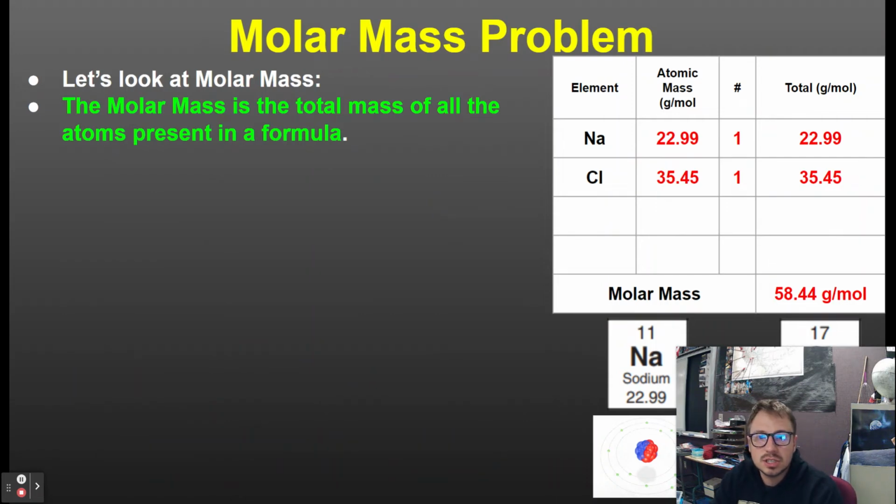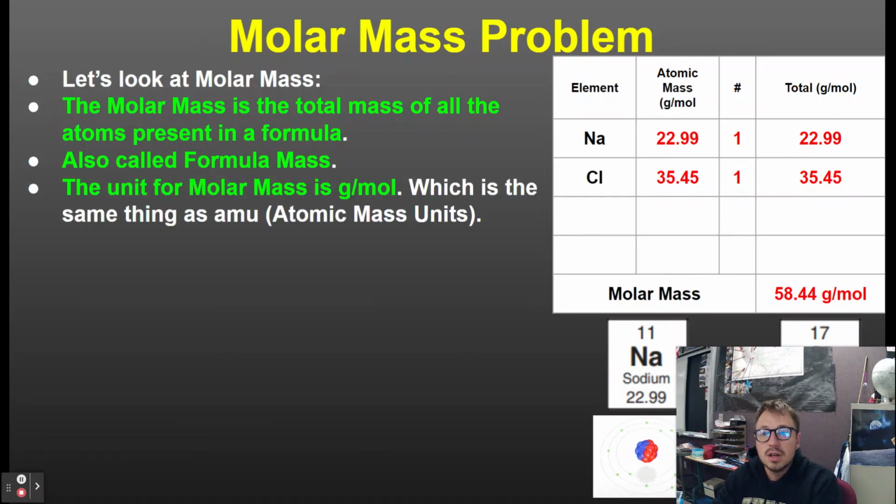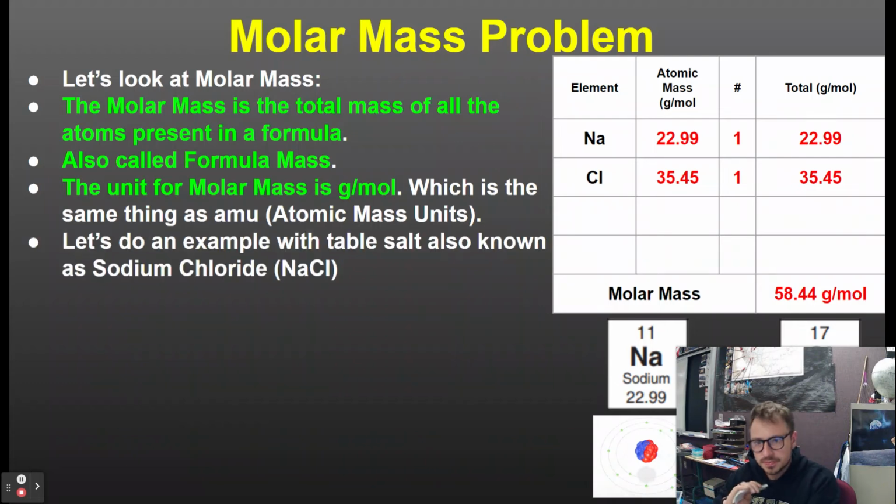Now, molar mass is the total mass of all atoms present in a formula. It's also called formula mass. So if you see this written down somewhere, these are usually interchangeable. The unit for molar mass is grams per mole, which is the same thing as atomic mass units. There's a little difference, but for these purposes, we can just say that these are interchangeable.